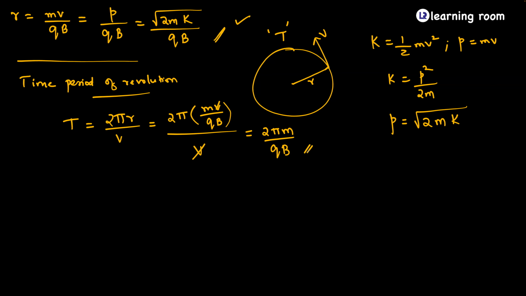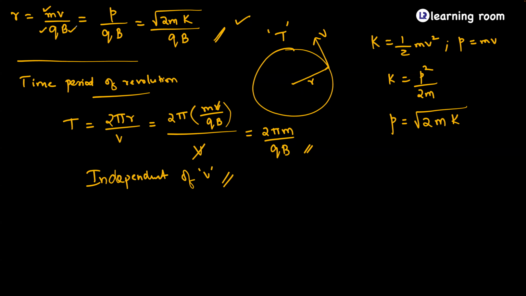Here, there is an important point to be observed. What is it? If you observe the time period, it is independent of velocity. So it is independent of v. So what is the meaning of it? With whatever speed you put the charged particle into circular motion, it will complete the whole revolution in the same time, provided it is the same charged particle and the same magnetic field.